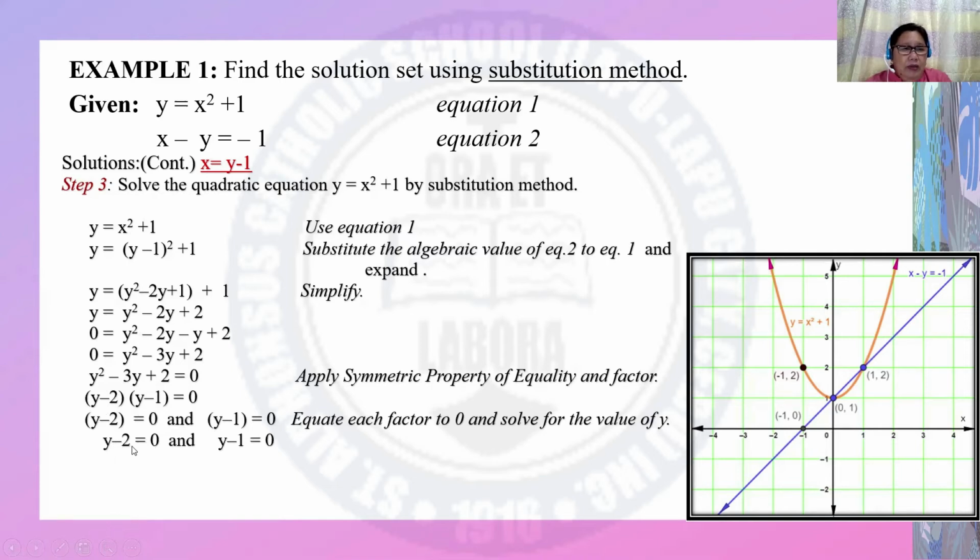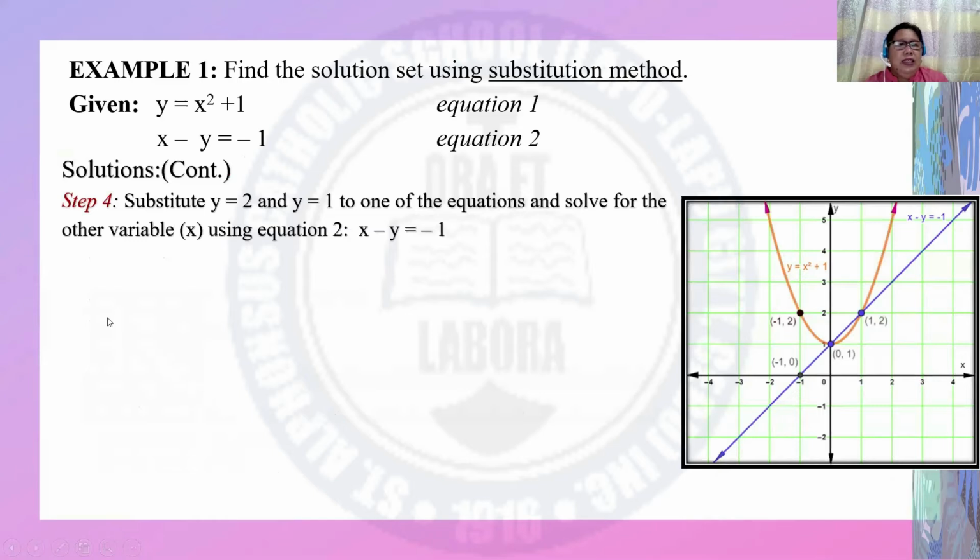So y minus 2 equals 0. Transpose negative 2, it is now positive 2. And y minus 1 is equal to 0. Transpose negative 1, we will have y equals positive 1. So y is equal to positive 2 and y is equal to 1. Then for step 4, we have to substitute y is equal to 2 and y is equal to 1 to one of the equations and solve for the other variable.